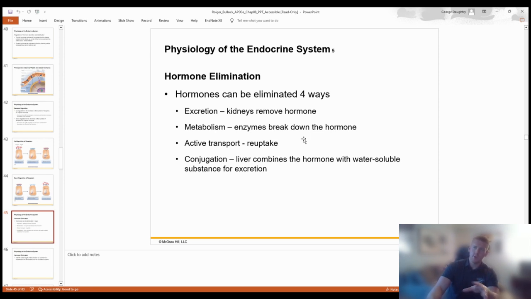Hormone elimination is another regulatory process. Hormones can be excreted, metabolized, actively transported, or conjugated. What does excretion mean? That means the kidneys have removed the hormone. Simple enough. Metabolism of a hormone means that there was a corresponding enzyme for the hormone. Active transport means that it was recirculated, and conjugation simply means that if it's a water-soluble hormone, the liver is going to combine it with water, and then it'll be excreted eventually.